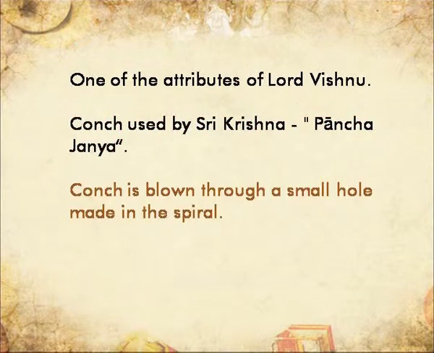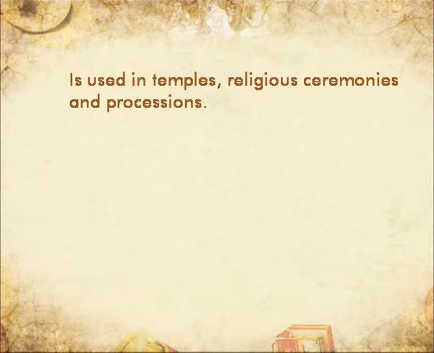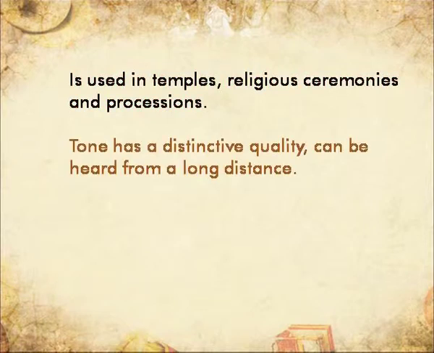The conch is blown through a small hole made in the spiral. It is used in temples, religious ceremonies, and processions. Its tone has a distinctive quality of its own and can be heard at a long distance.